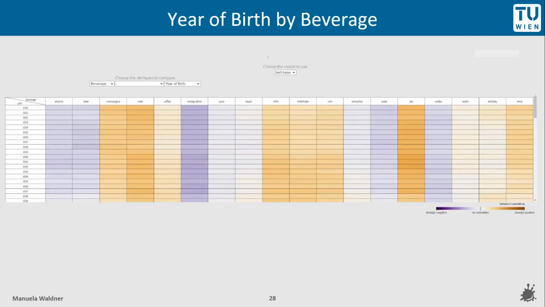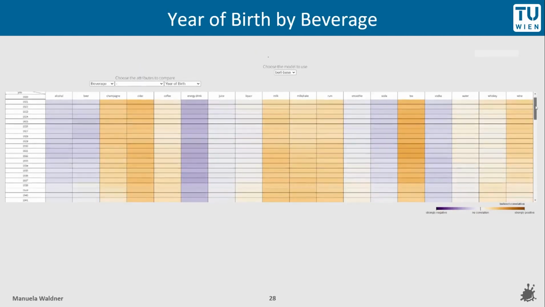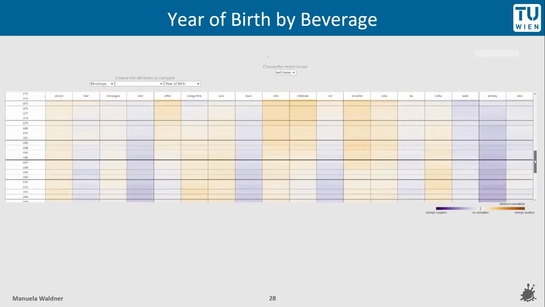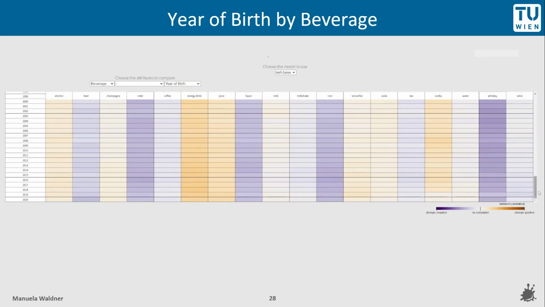Apart from gender, a sensitive attribute that leads to very consistent results is year of birth, here predicted by beverage preference. By scrolling to recent years, we can observe how the popularity of energy drinks and vodka increased. Cider, tea and whiskey seem to be less popular for younger people.